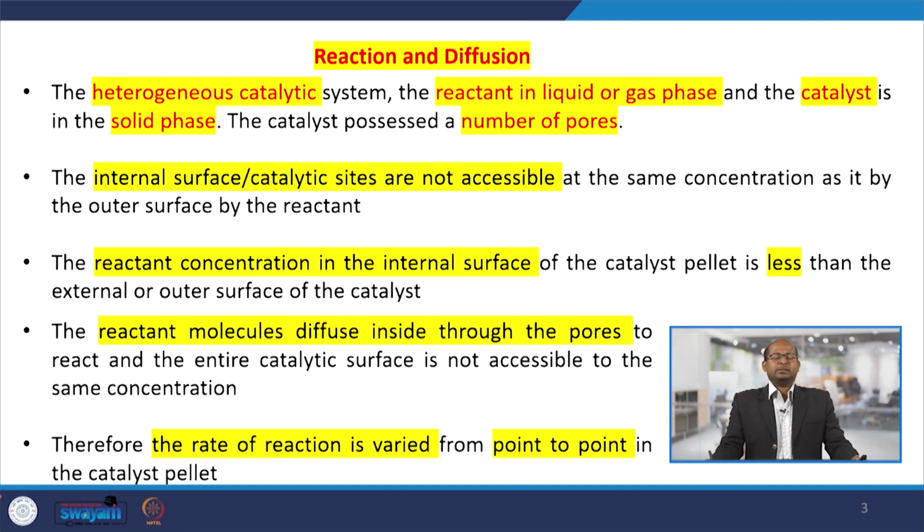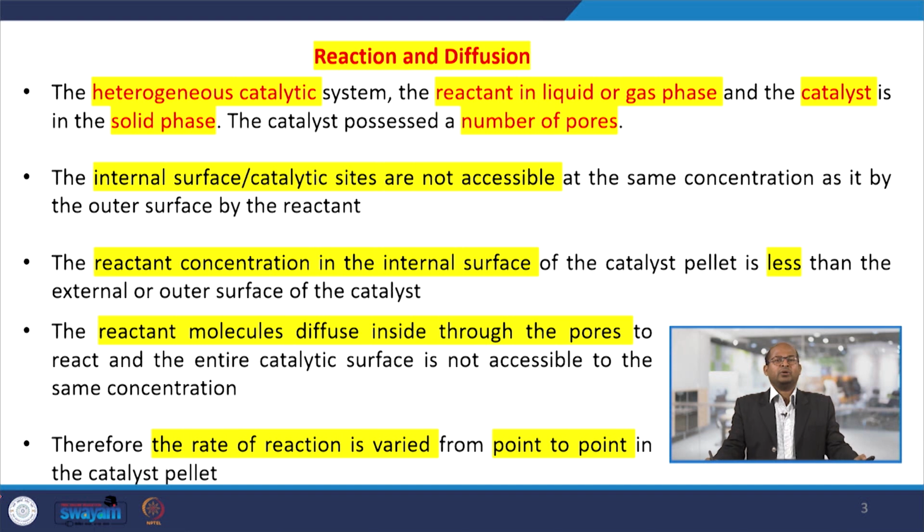So, in heterogeneous catalytic systems, the reactants may be in the form of liquid or gas and the catalyst in the solid form. The catalyst consists of a number of small pores, that may be micropores, mesopores, macropores, present on the surface of the catalyst or inside of the catalyst. Those are called pores. When the reactions take place, the reactant molecules may come and interact with the surface of the catalyst or active sites of the catalyst. On the outer surface of the catalyst, the active sites are easily accessible by the reactants, and then reactions will take place.